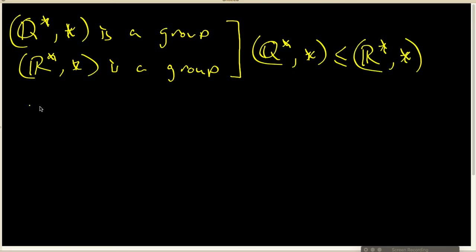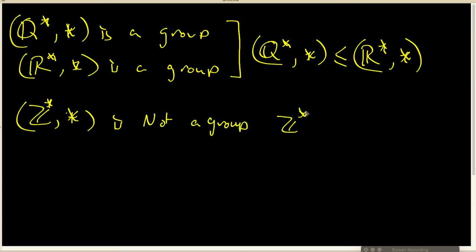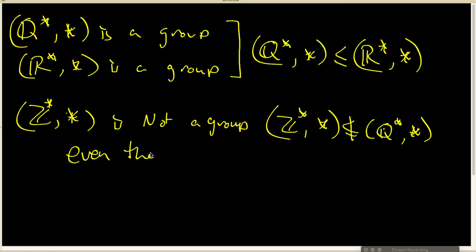It is important to realize that Z star under times is not a group, and hence Z star under times cannot be a subgroup of Q star under times. Even though the set of non-zero integers is certainly a subset of the non-zero rationals.